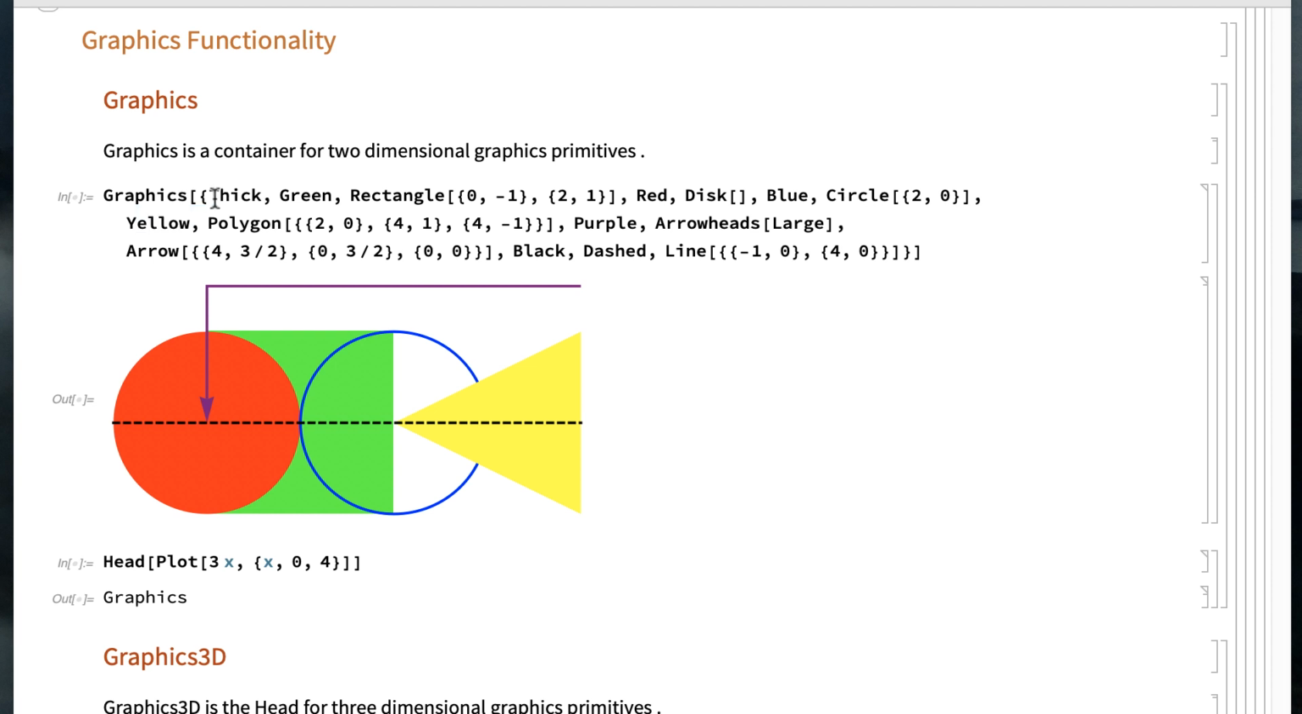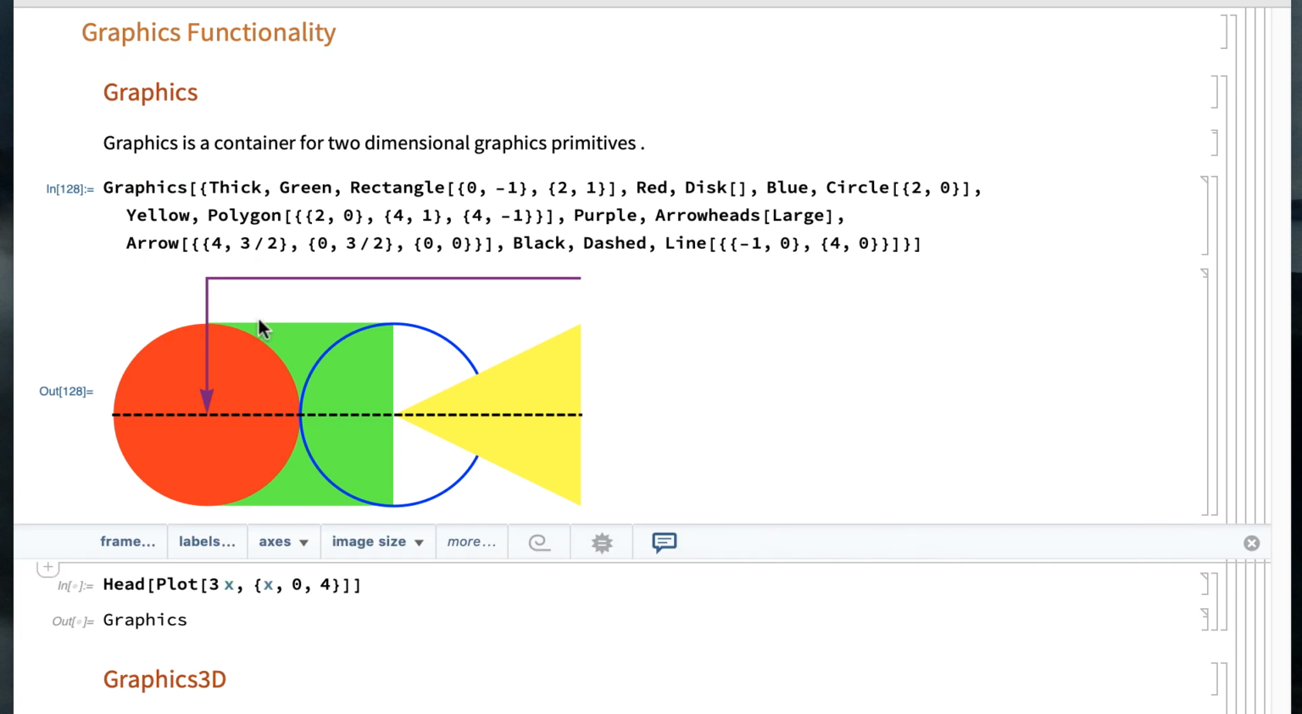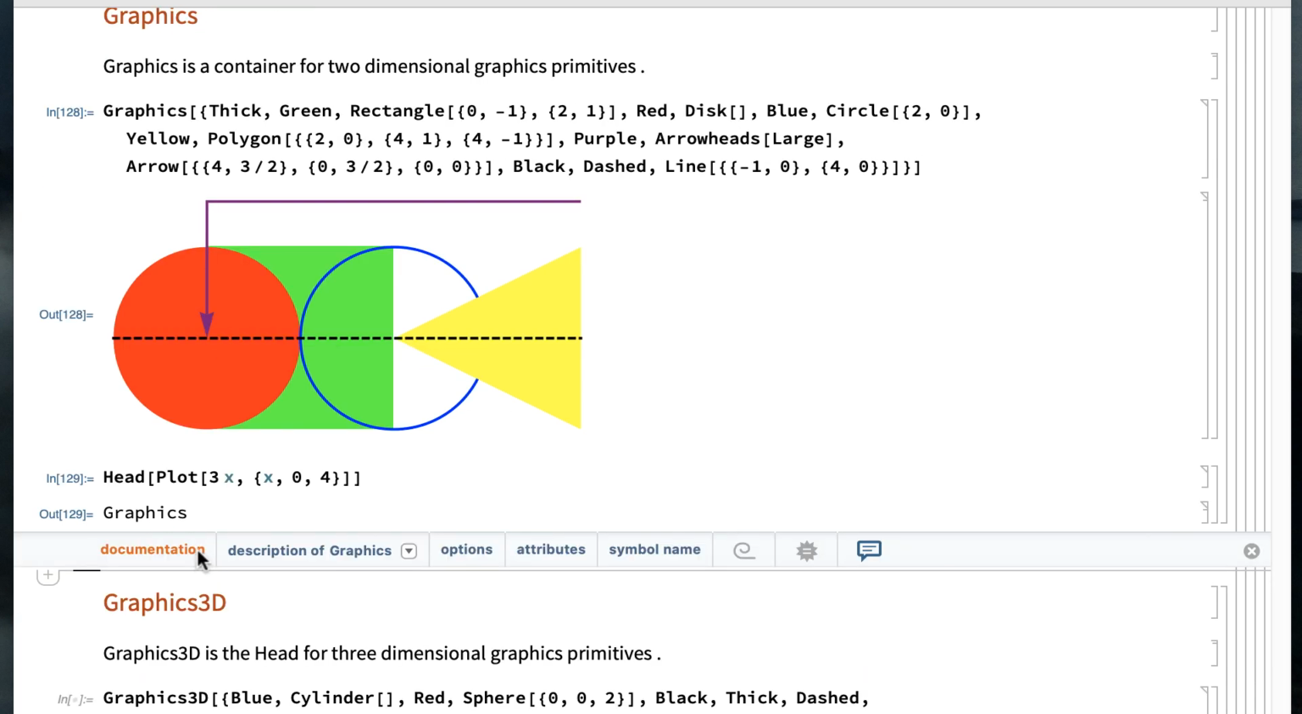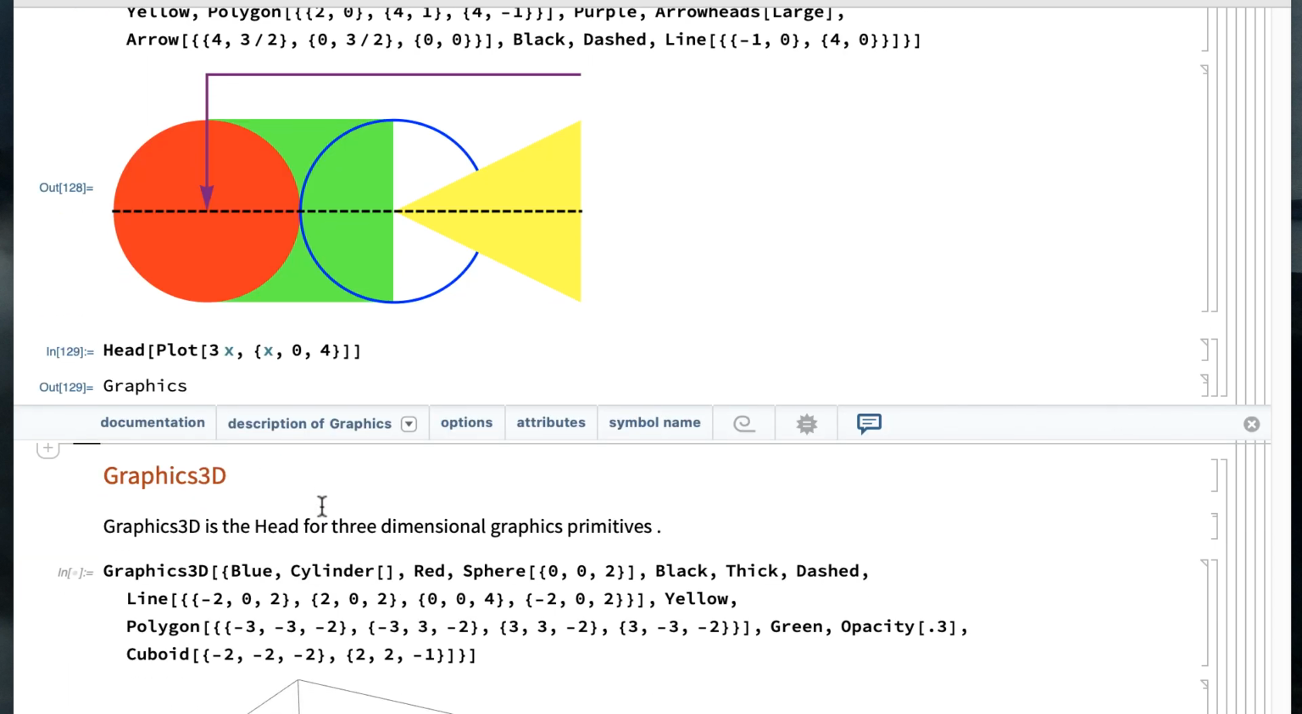All right, so graphics is the head that will surround various graphics primitives, and here's a funky little picture you can make using graphics. You'll notice that if I make a plot and I say, hey, what's the head of that plot? The head of that plot is graphics. So there are things other than graphics that can make graphics objects, among them plot, parametric plot, list line plot, and so on.